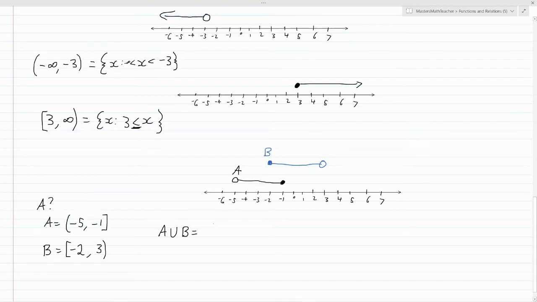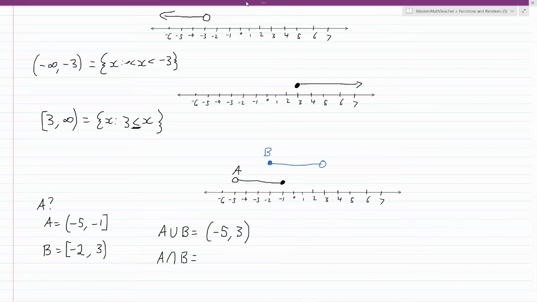So this actually goes all the way from -5 with a circle bracket, because neither of them contain this, all the way to 3. And again with a circle bracket. That is the union of them both, where they both go all together. So what about the intersection? So we've got A intersect with B. Again, pause the video and give it some thought.